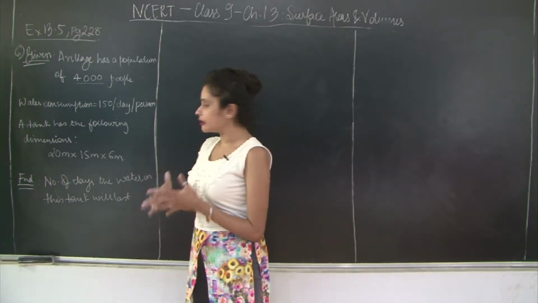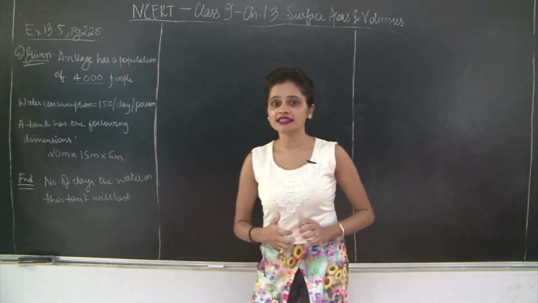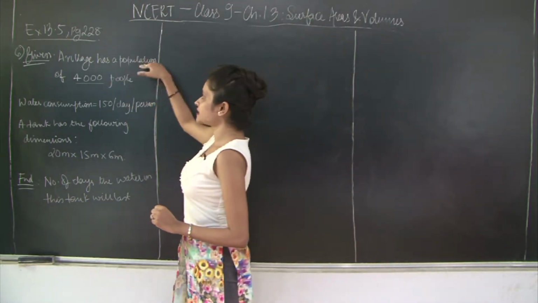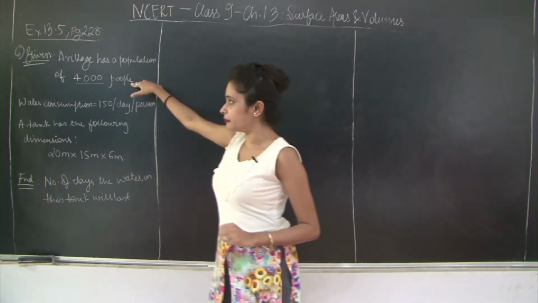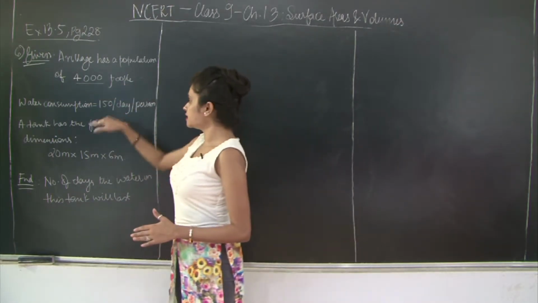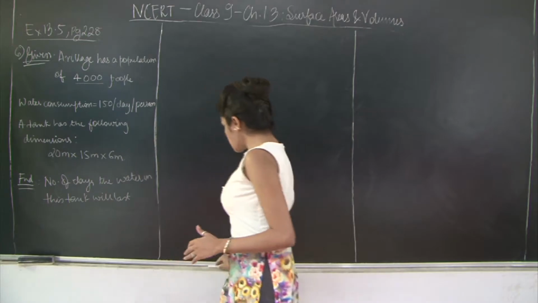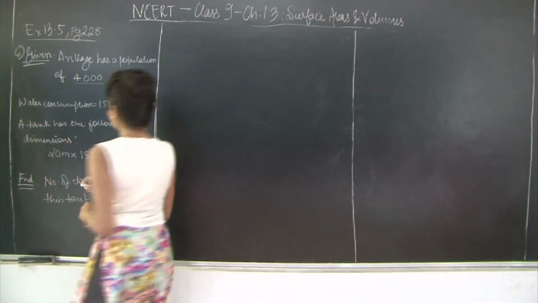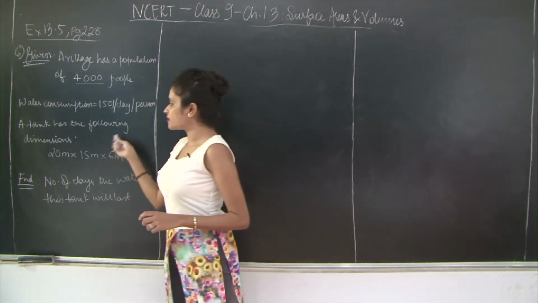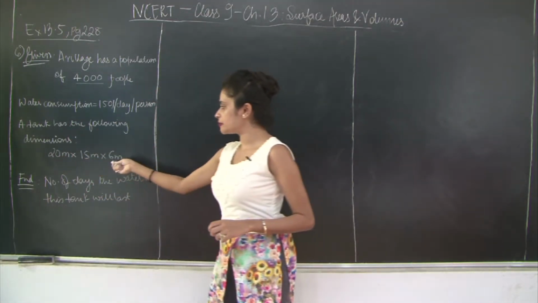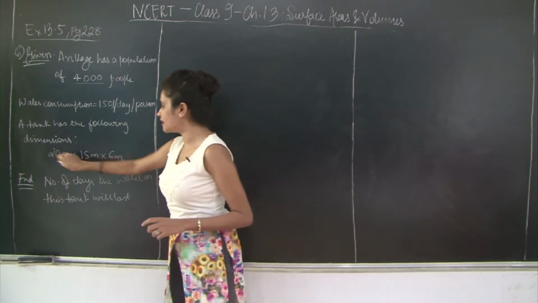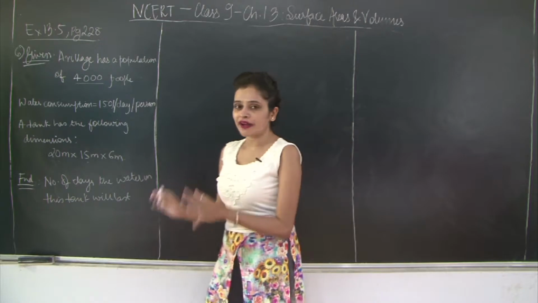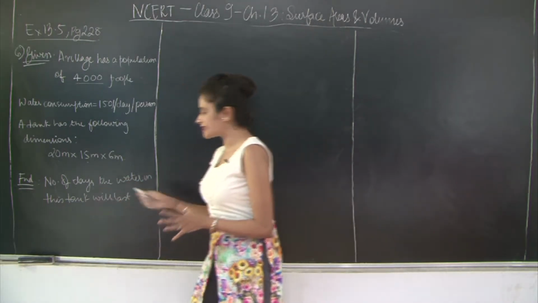So let's read out the given and what we need to find and understand this sum before we actually solve it. It states that a village has a population of 4,000 people. Water consumption is 150 liters per day per person. Now a tank has the following dimensions: 20 meters into 15 meters into 6 meters. So this is going to be the length, breadth and height. These are the dimensions of your tank. You need to find the number of days the water in this tank will last.